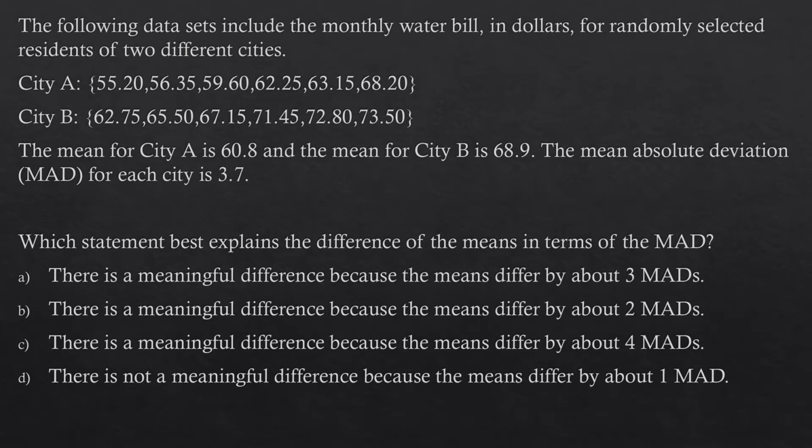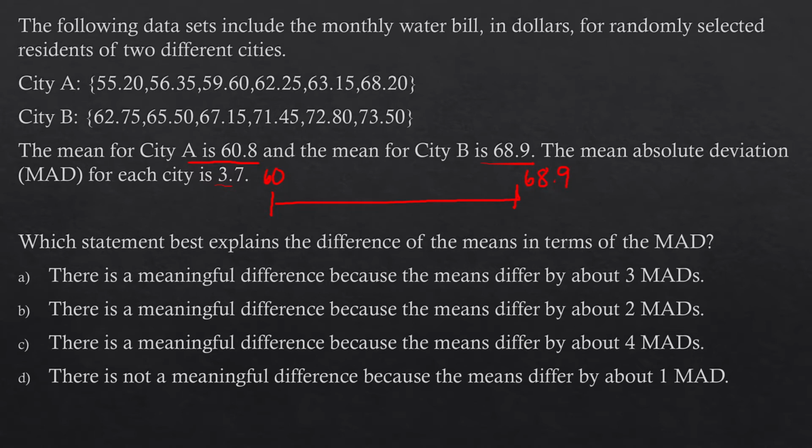It tells us that the mean for city A is 60.8. The mean for city B is 68.9. And it tells us that the mean absolute deviation for each city is 3.7. Okay, so on our number line here, we have 60, and all the way at the other end, we have 68.9. So we need to figure out about how many mean absolute deviations it's going to take to get from one mean to the other.